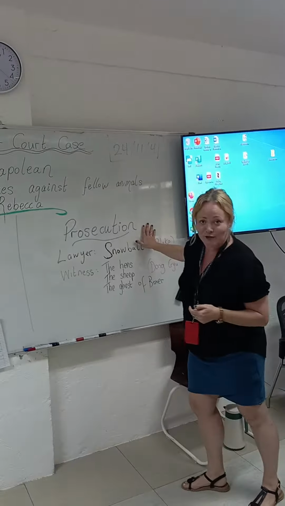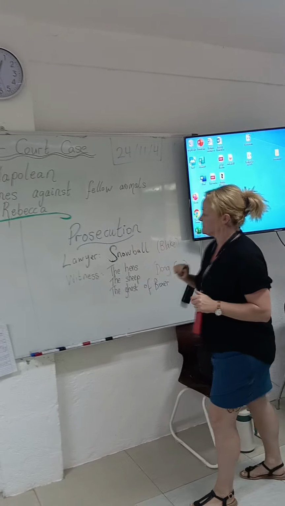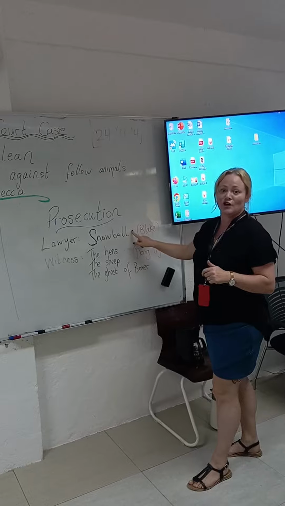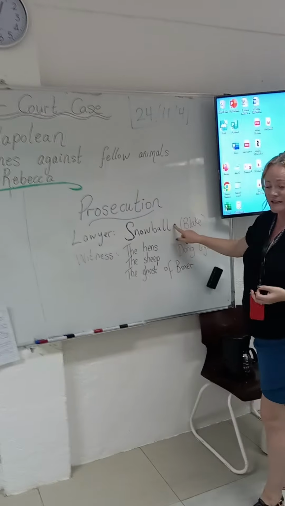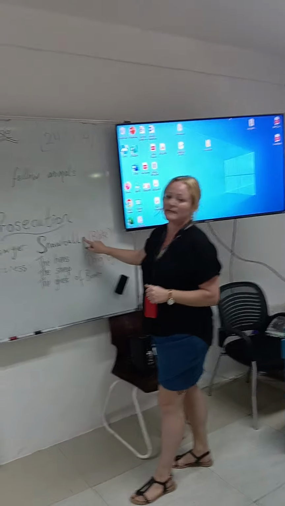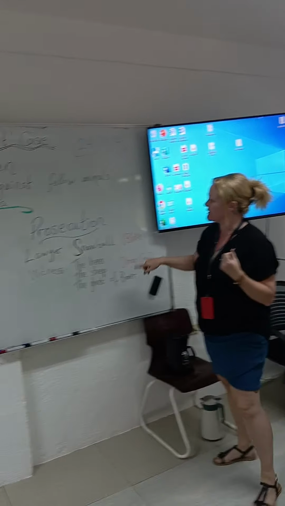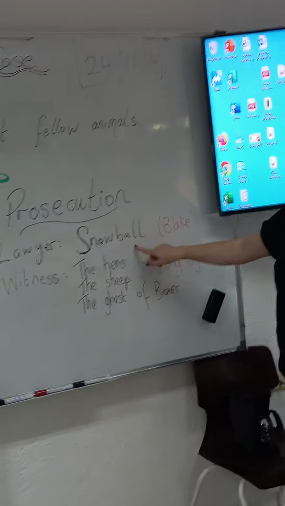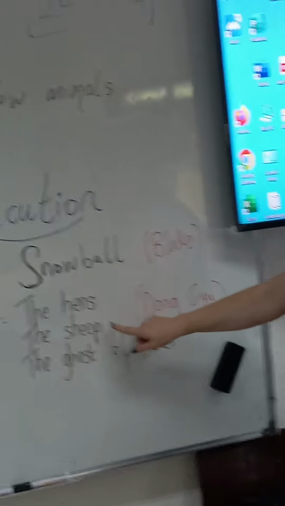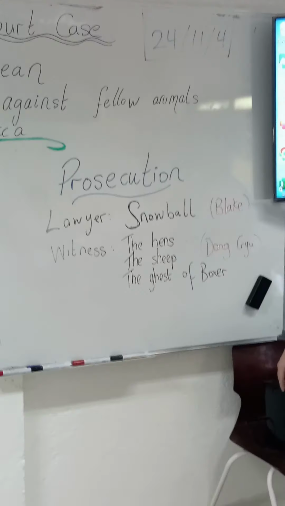Over on the other side, we have the prosecution. Here, Snowball is going to be the lawyer. And Snowball's job, of course, is to take the strongest evidence that proves that Napoleon has committed gruesome crimes against his fellow animals, and some witnesses that will take the stand to support Snowball are the hens, the sheep, and the ghost of poor Boxer.